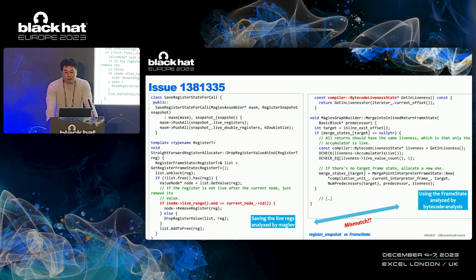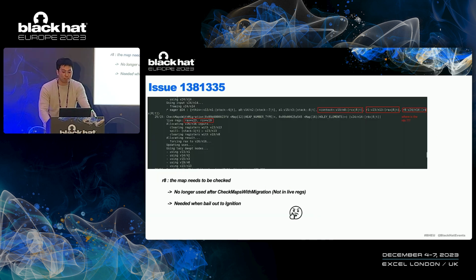We know that the information used during register saving and recovery is different. For register saving, Maglev's own analysis results, known as live registers, are used, while the recovery uses the analysis results of the bytecode analysis, the frame state. Will the difference here cause problems? The answer is positive. Live registers represent the registers that will still be used after the node ends, and the frame state represents the register status during the operation of this node.